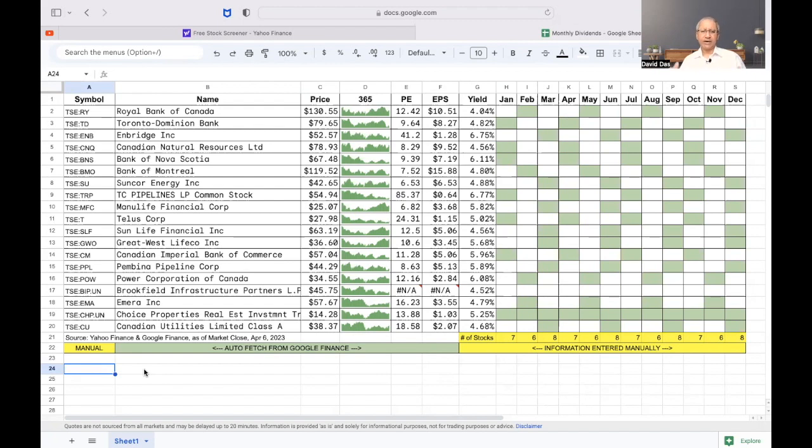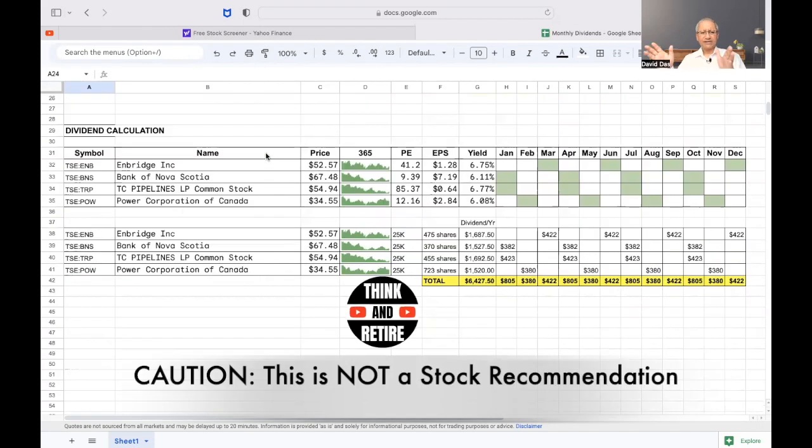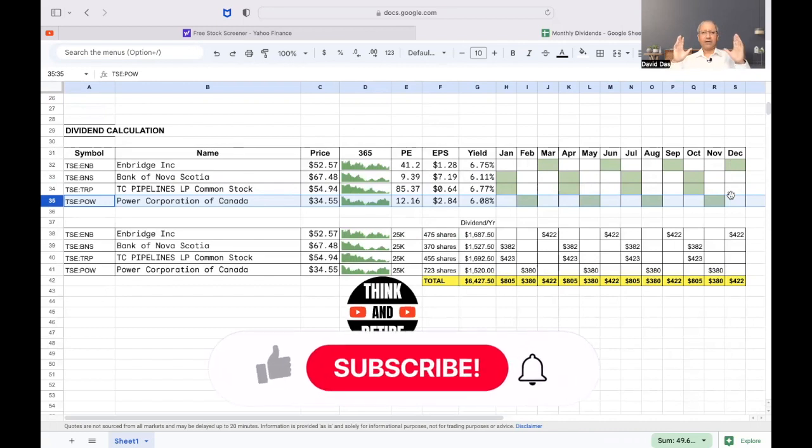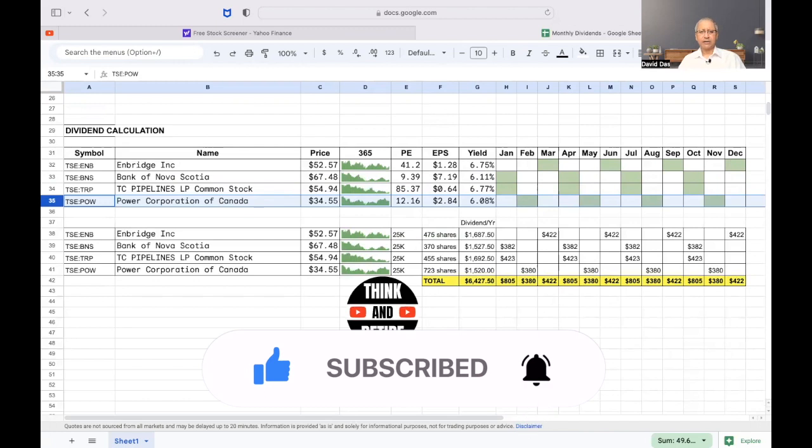So at the end of it, you may ask, what is the monthly cash machine? How I can use this information, which I'm going to explain next. So for example, we picked 4 stocks which are paying over 6% yield. So that's Enbridge, Bank of Nova Scotia, TC Pipelines, and Power Corporation. So we have payment from January, February, March, all the way up to December. And say, for example, we have a $100,000 portfolio and I want to divide into 4 stocks. So I'm assigning $25,000 for each of the stocks.